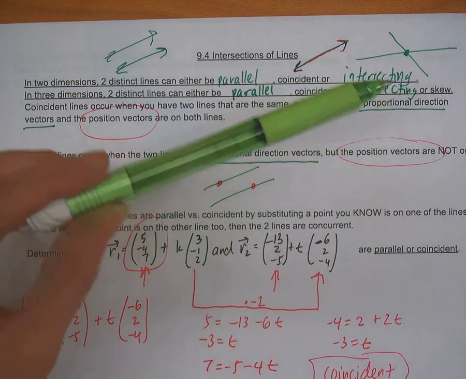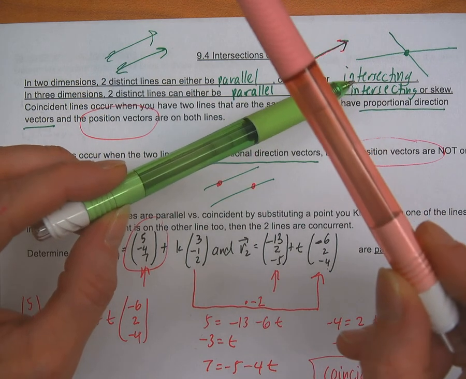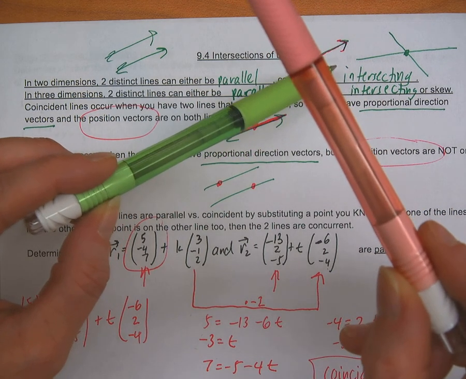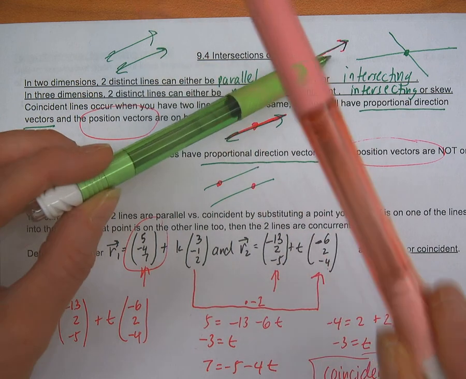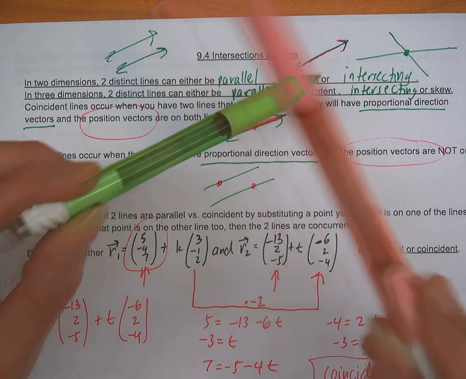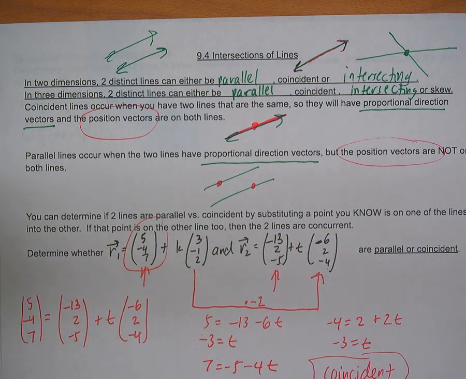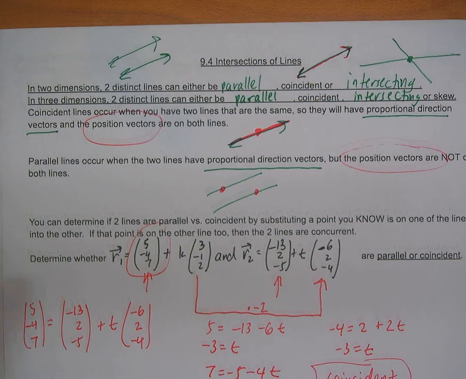But 3 dimensions has this extra option of skew. That's where you have 2 lines that would never touch because you're in 3 dimensions. These intersect, skew. Intersect, skew. We need to know the difference between those. So let's look at how we do that.